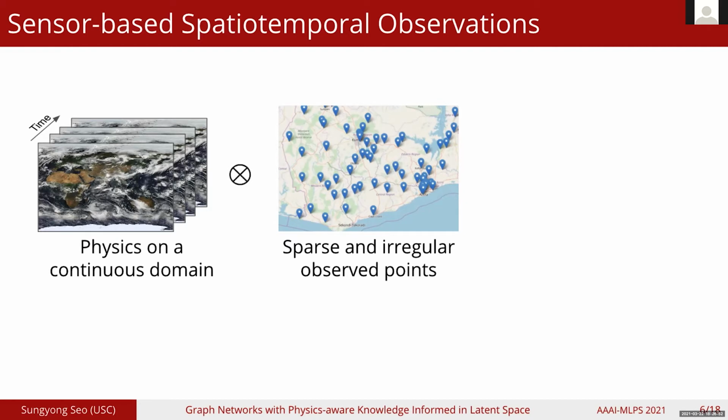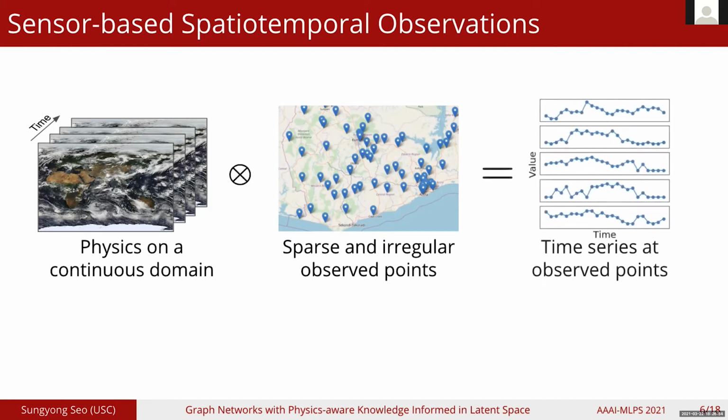As a result, we get a set of signals at observed points. Since the signals are not mutually independent but correlated to each other, especially among signals spatially closely located, we can introduce a graph structure to provide the structural information.